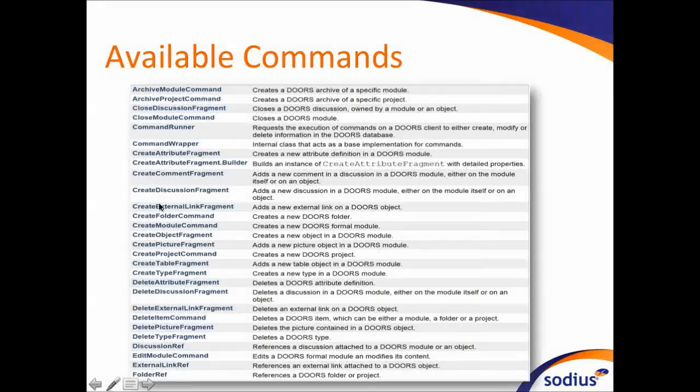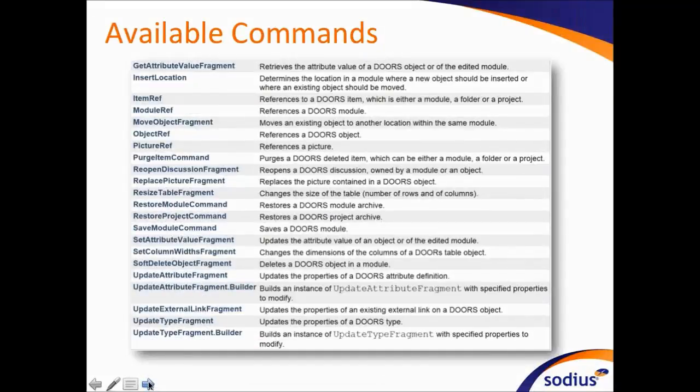Things like I need to create a module, create a folder, create a picture, create a type, delete an attribute, delete a picture, give you an external link reference, purge an item, resize a table, save a module, soft delete, update an attribute fragment, update a type, right? So there's all these commands that are there. You just kind of need to pick out which ones you want to be doing, and then you just say command execute, and we'll take care of all the dirty DXL.